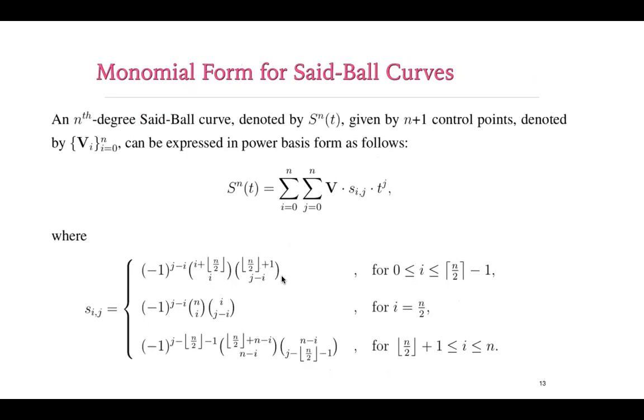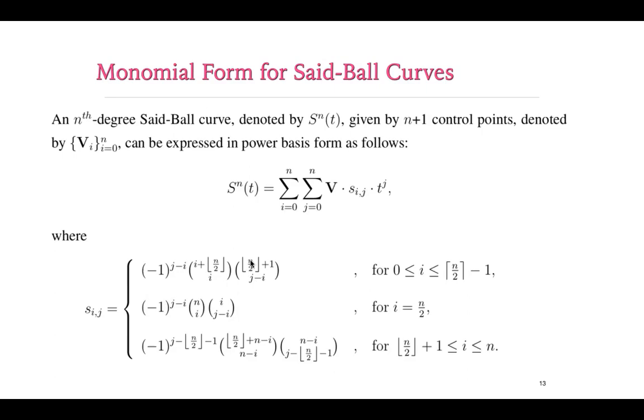And this one is a monomial. This is very useful. We can use the monomial form to find the degree elevation. We can use the monomial form to find the degree reduction. We can also use the monomial form to convert from one basis to another basis, which I'm going to talk about later. This one is very important, the monomial form.